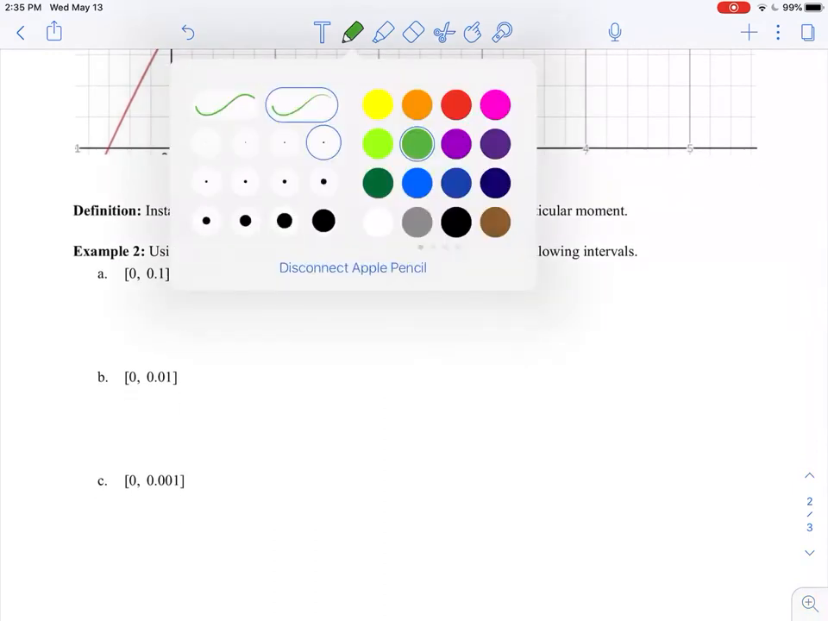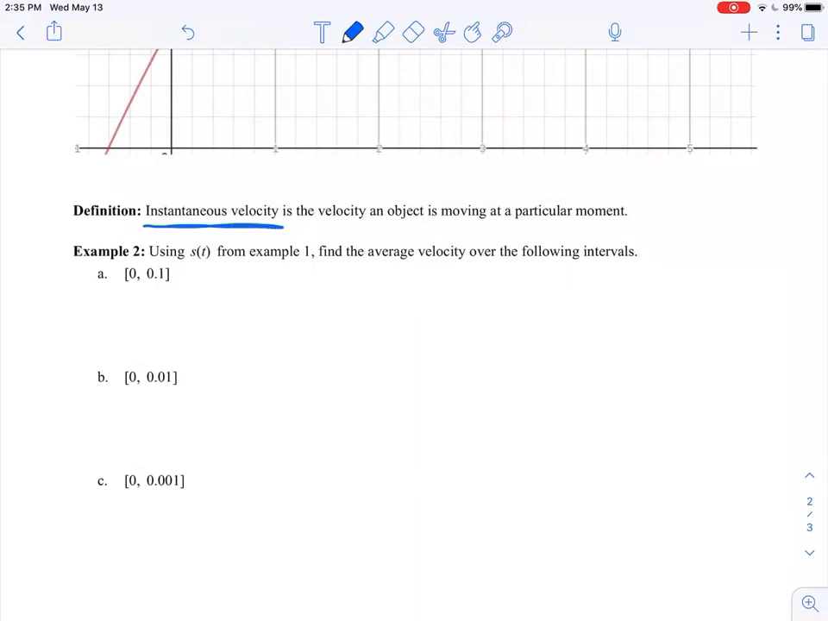One definition I'm going to give you right here: the instantaneous velocity is the velocity of an object moving at a particular moment in time. So if you drive 120 miles in 2 hours, you could say, okay, I drove 120 divided by 2, that's an average of 60 miles an hour. But that doesn't necessarily mean that you were always driving 60 miles an hour. At some points you might have been driving 65, at some points you might have been driving 55. It just depends on what moment in time you're talking about. So that's the difference between average velocity and instantaneous velocity.